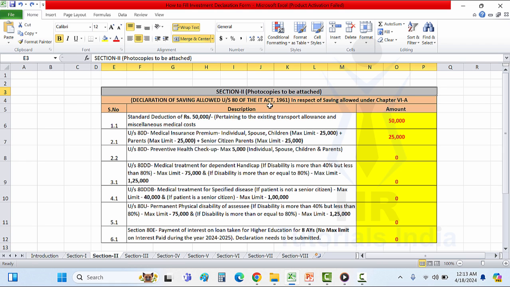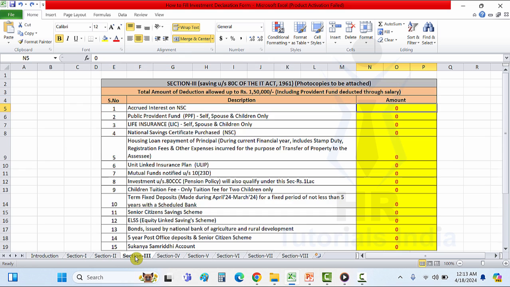So dear friends, we have filled the required details under the section 2. Now let's move on to the section 3. Section 3, savings under 80C of the Act 1961, photocopies to be attached. And the total amount of deduction allowed is up to 1,50,000, including the provident fund deducted through the salary, which means the PF which is deducted from employee and employer also includes under the section.